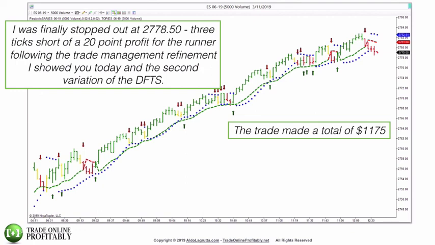The SAR technique is great, don't get me wrong, but I am sure you have noticed how sometimes you get stopped out in the middle of a large trend. That's no fun. The DFTS second variation combined with this way to manage your trade allows you to stay in the trade longer and squeeze every possible tick out of a large swing.